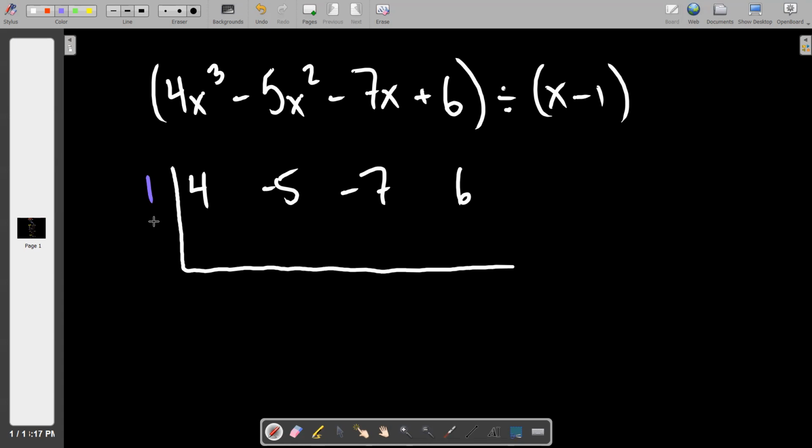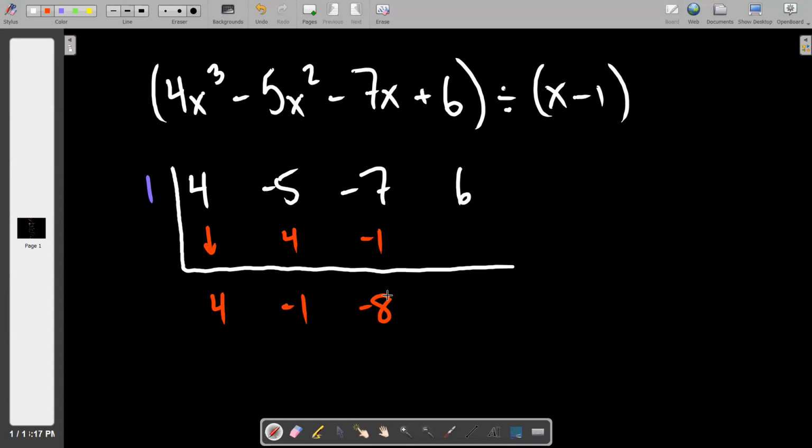Drop, multiply, add, multiply, add, multiply, add. You just go until you run out of stuff to do. So step 1 is get that 4 down there, and here we go. First answer. Next answer. Good job. Next answer. Multiply. Purple by new red. What do you get? You get -1. And then when we add those, what do we get? We get -8.